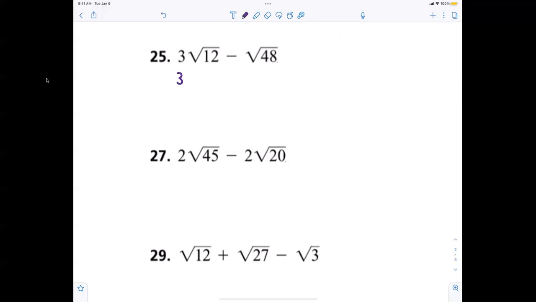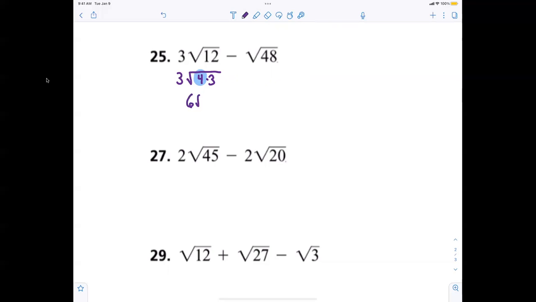Just leave her alone. Let her think it out loud. 12 breaks down to what, please? 3 and 4. Good. I like to write the perfect square first, but you don't have to. And then 6 and 3. Now, instead of saying 6 and 3, 6 radical 3. Yeah, let's say it properly.